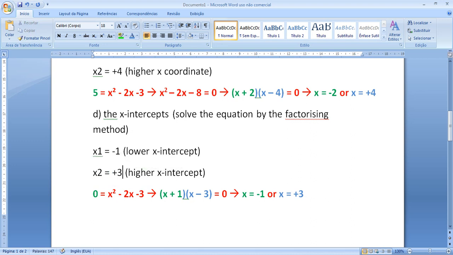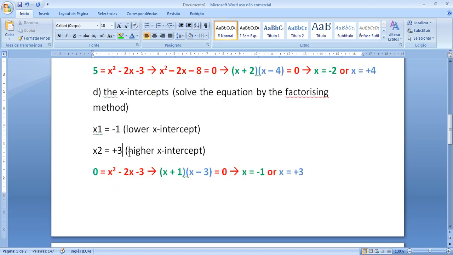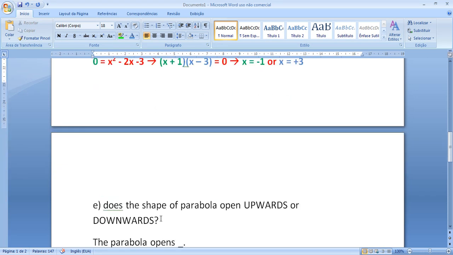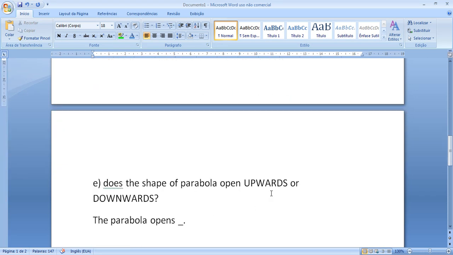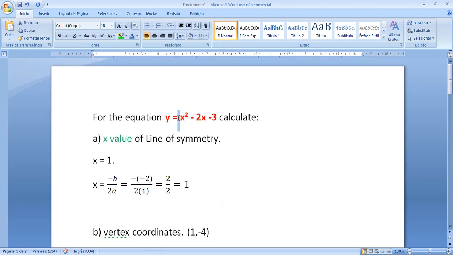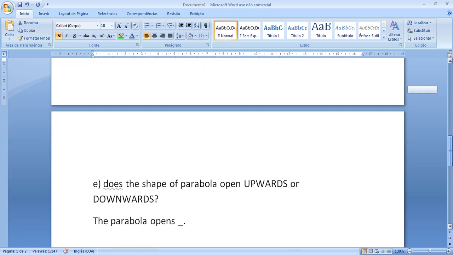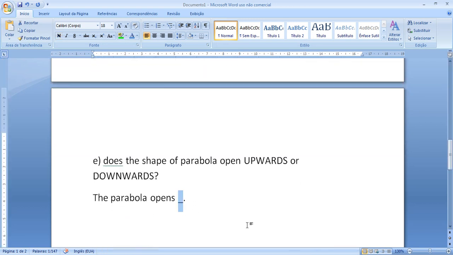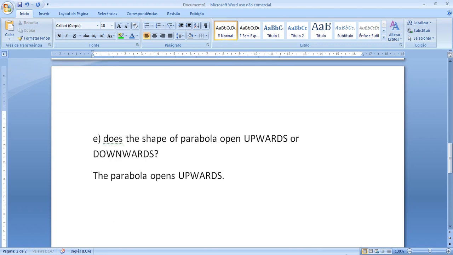Fine. Does the shape of the parabola open upwards or downwards? Well, to answer this question, we have to look at a. The quadratic term is positive, which means that the parabola opens upwards, okay? Upwards.